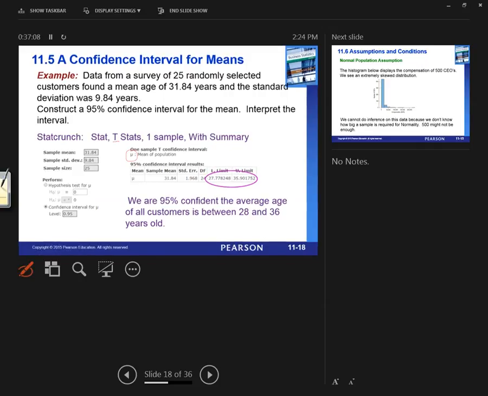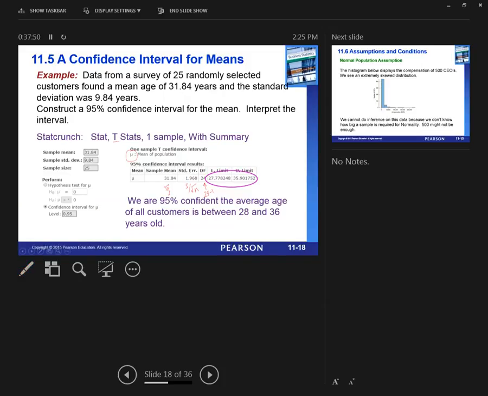Then I come down here and click confidence interval. The default is the hypothesis test. I click confidence interval, hit compute, and this comes out. This even tells me the standard error, which is s over the square root of n. This is the sample mean, so that's y bar. This is degrees of freedom, that's 25 minus 1. And then I have that the ages are between 28 and 36 years old. So we're 95% confident that the true mean age is in there.